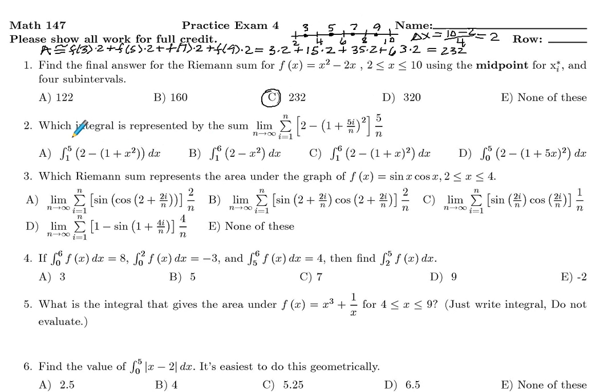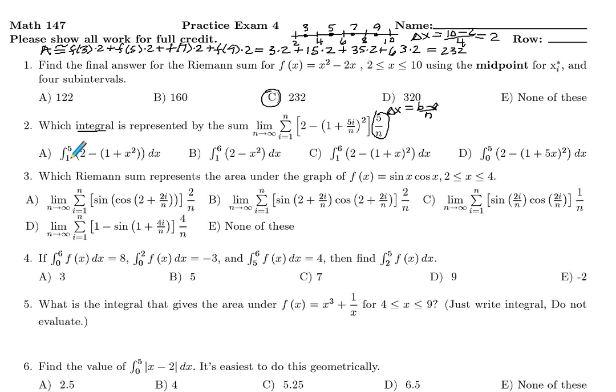Number 2, we need to decide which integral is represented by this sum. And the key is out here, you look at this 5 over n, and you also see a 5 over n in there. That's going to be your delta x. Okay, so this guy out here, that's your delta x, which is b minus a over n. So b minus a is 5. So the distance between a and b, the lower and upper limits, is 5.